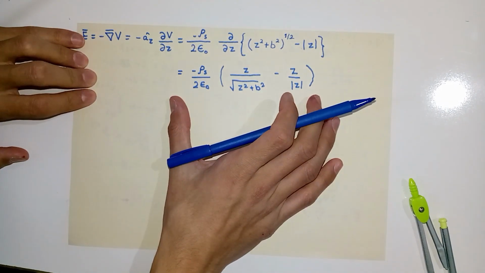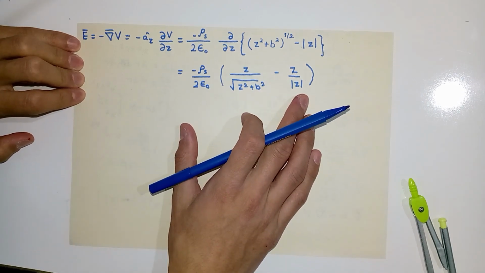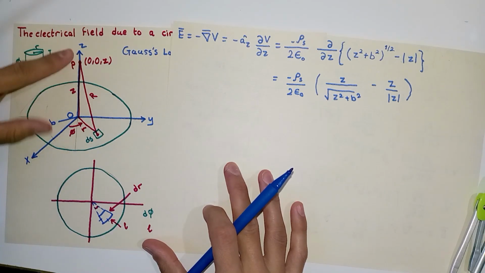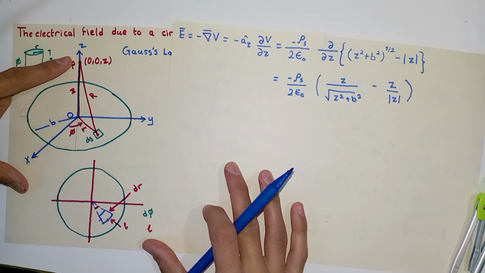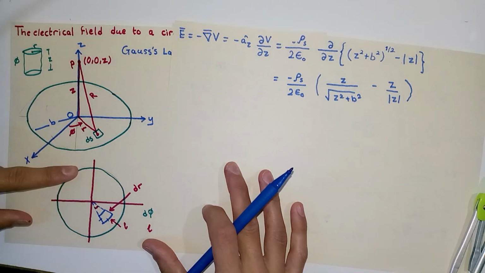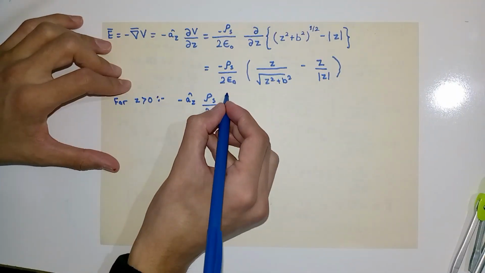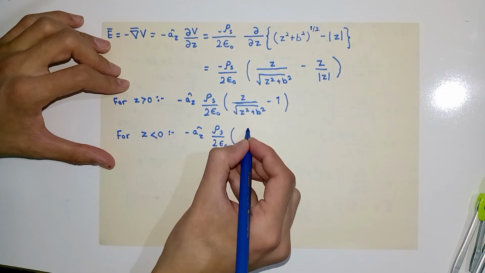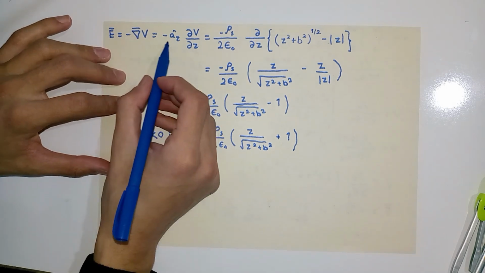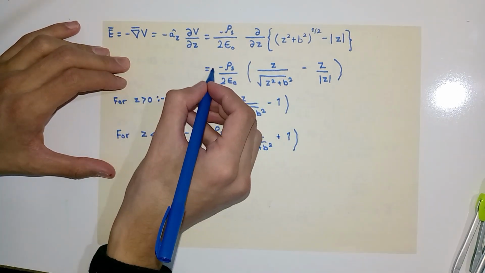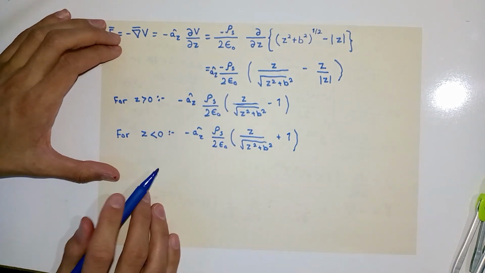Now we are going to split this into two parts. One of them is when z is greater than 0, namely the electric field above the circular disk, and the other is when z is less than 0, when the point is under that disk. Now let's split this into two sides, as we said. As we see, this is the equation for the electric field. Sorry, I forgot to add the unit vector there. I will add it. Okay, it's a_z.